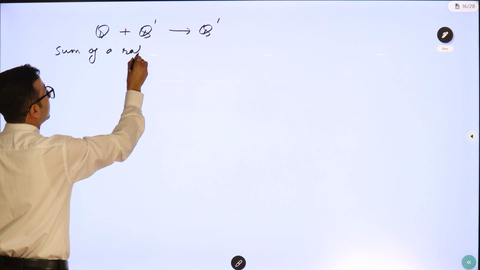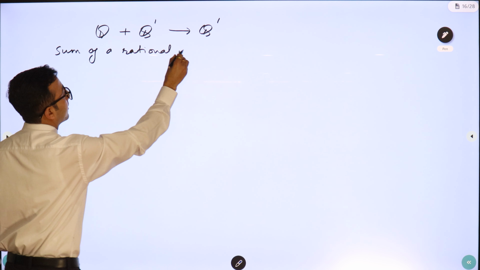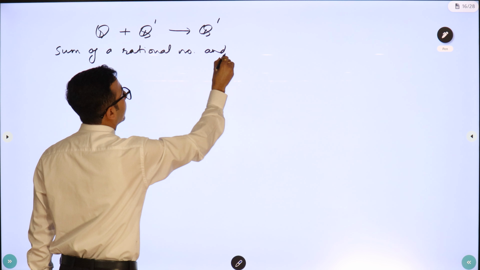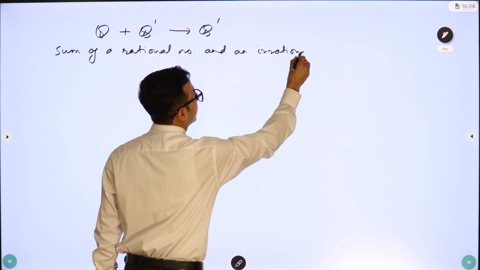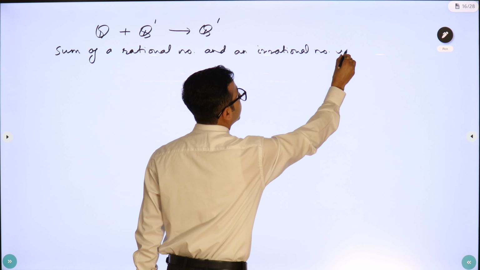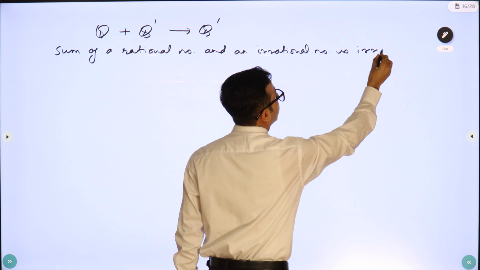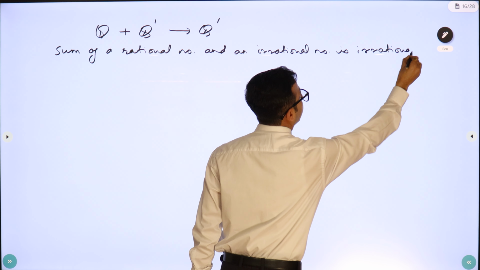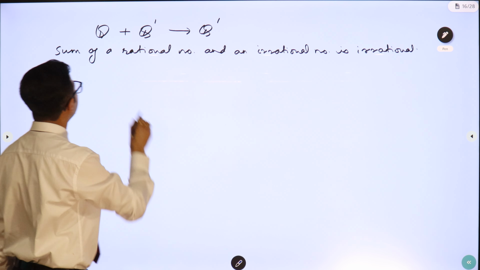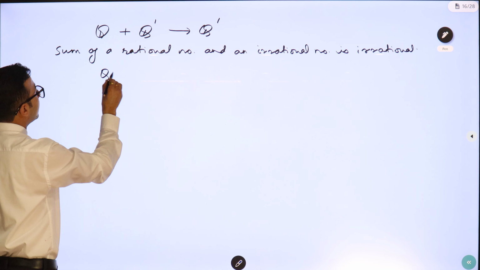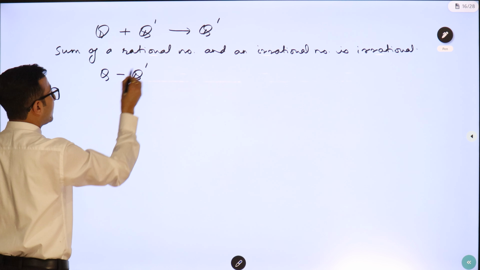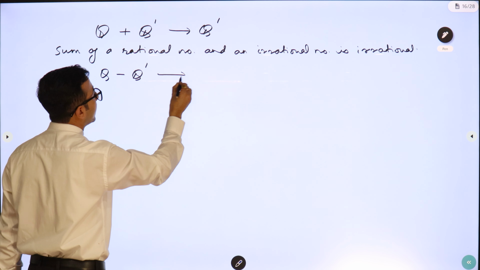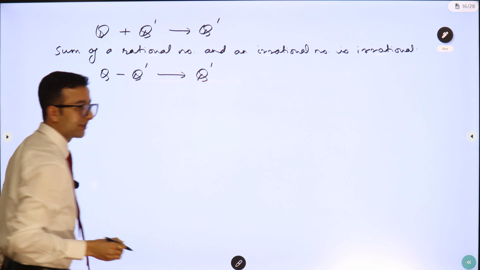So the sum of a rational number and an irrational number is irrational. Similarly, a rational number minus an irrational number, or irrational minus rational, always gives us again an irrational.